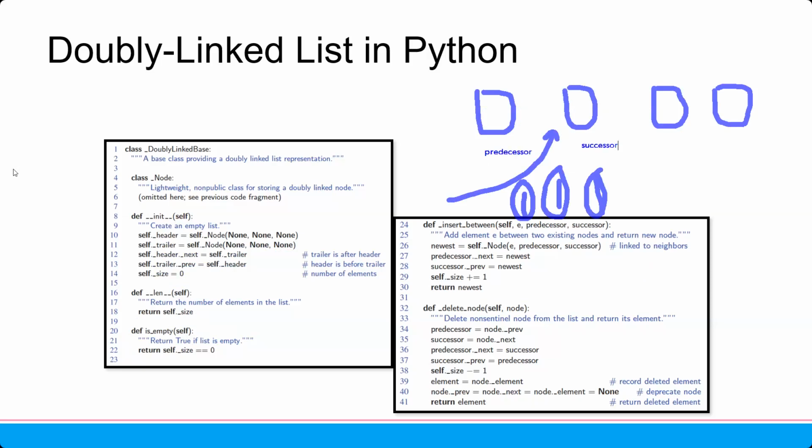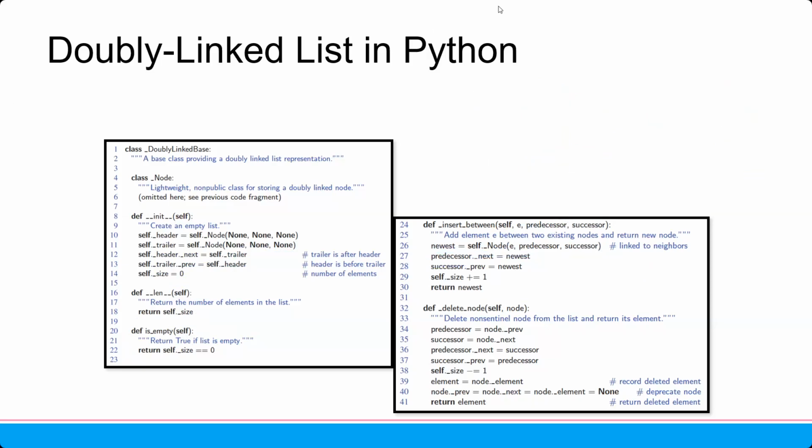If I want to insert here, then this is the predecessor and this is the successor. When I want to insert, there is a new object. The new object is a new node with element E, and then I need to check what is the predecessor and what is the successor. The predecessor means the node here, and the successor means the node here.